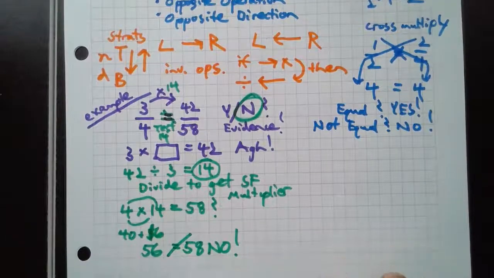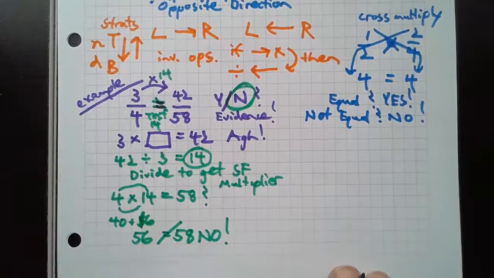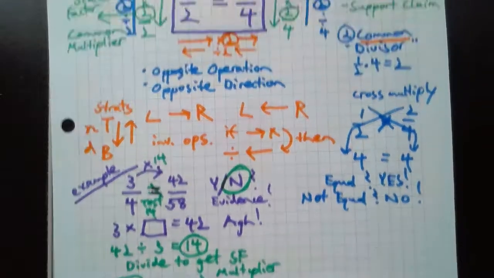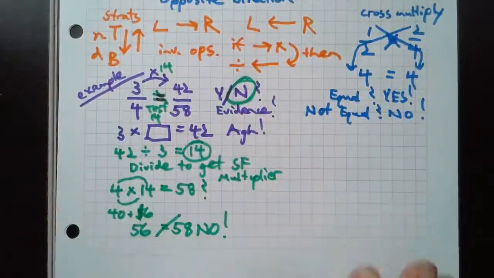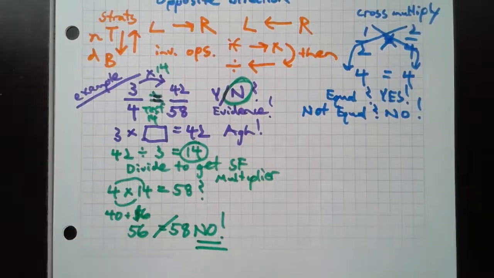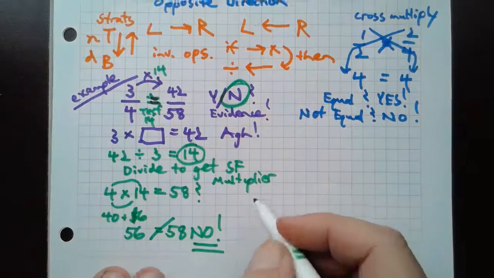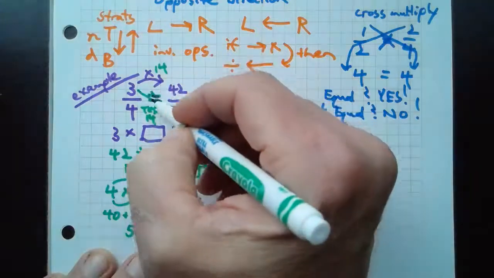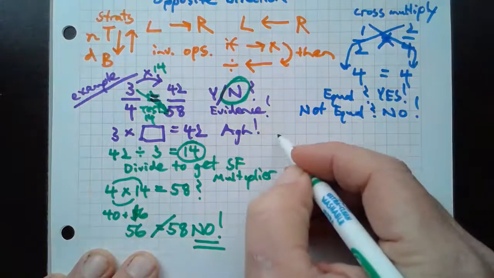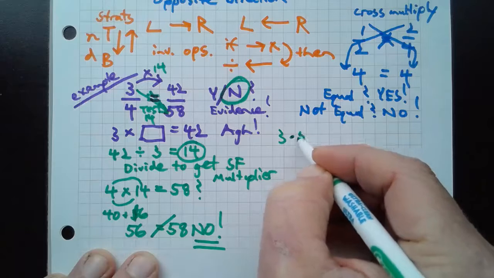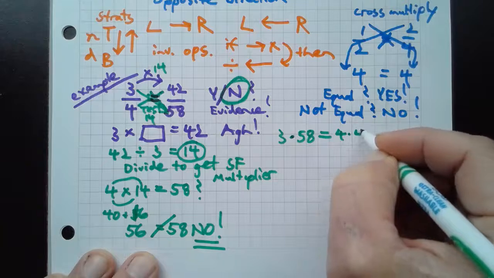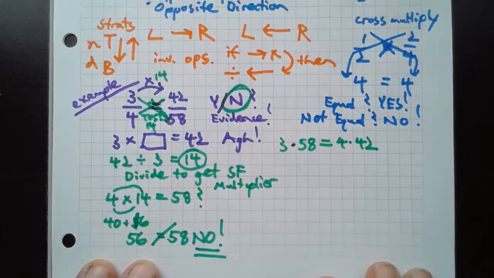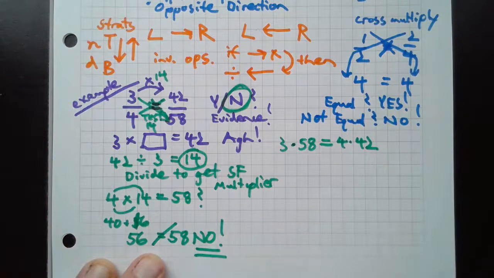Did I use the only possible strategy on this one? No, I used one. I decided I would use one because I knew it would work based on 1/2 equals 2/4. And so I got an answer of no. I could have cross multiplied, right? Does 3 times 58 equal 4 times 42? I could have done that, but I would probably need a calculator and it would be difficult.